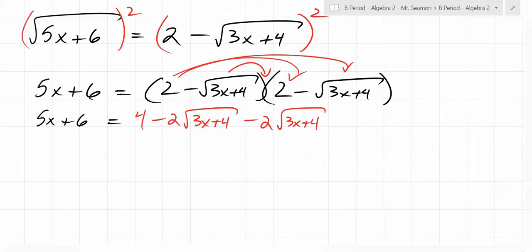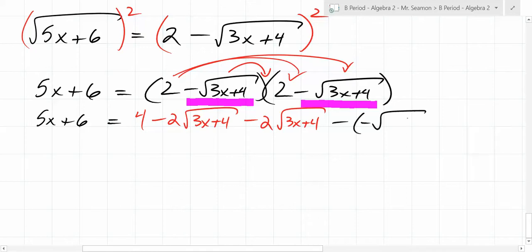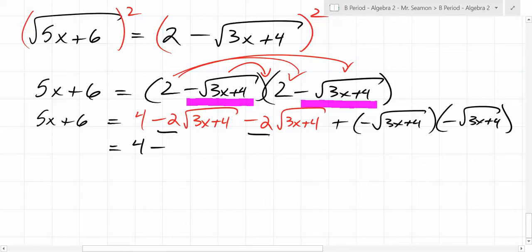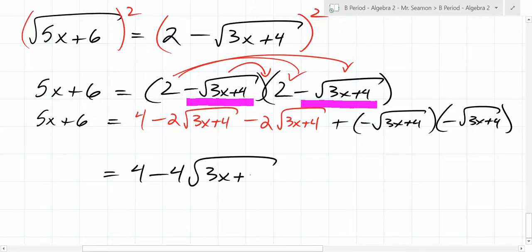But then the last one, what's the last thing you have to do? You have to multiply this by that. So you end up with plus negative root 3x plus 4 times negative root what? 3x plus 4. But what's the square root of a number times itself? A square root of a number times a square root of the same number is itself. So you end up with 4 minus, you have negative 2 of them and negative 2. So how many total do you have? You have minus 4 of them. So you end up with 4 minus 4 root 3x plus 4.